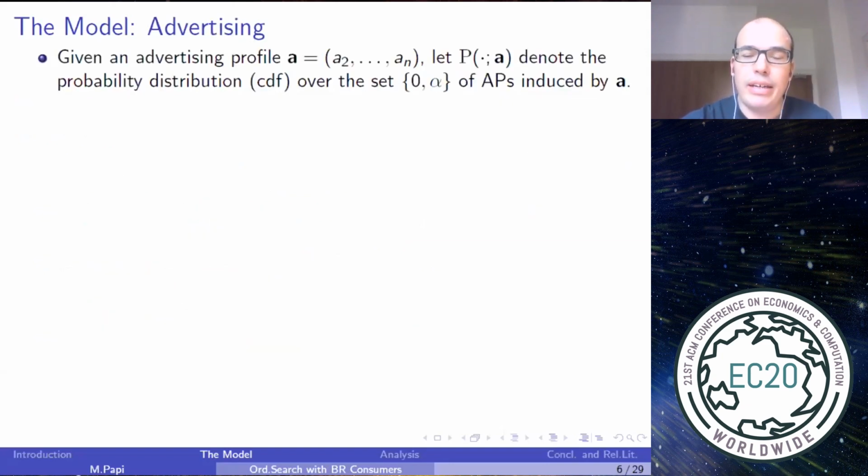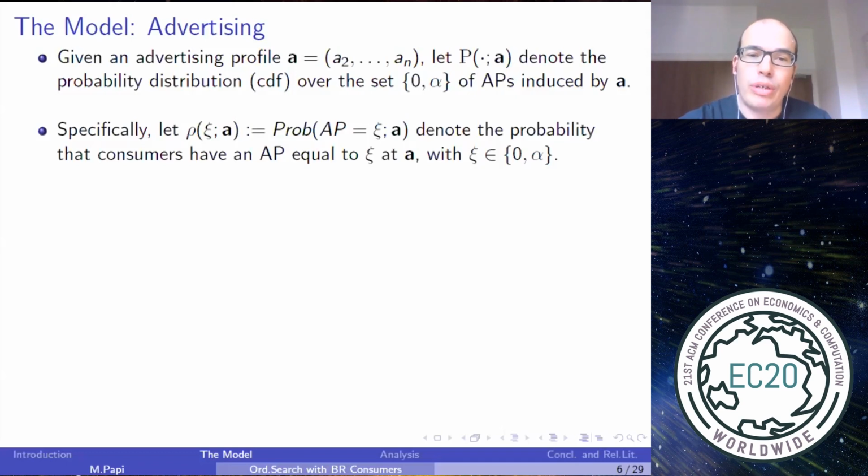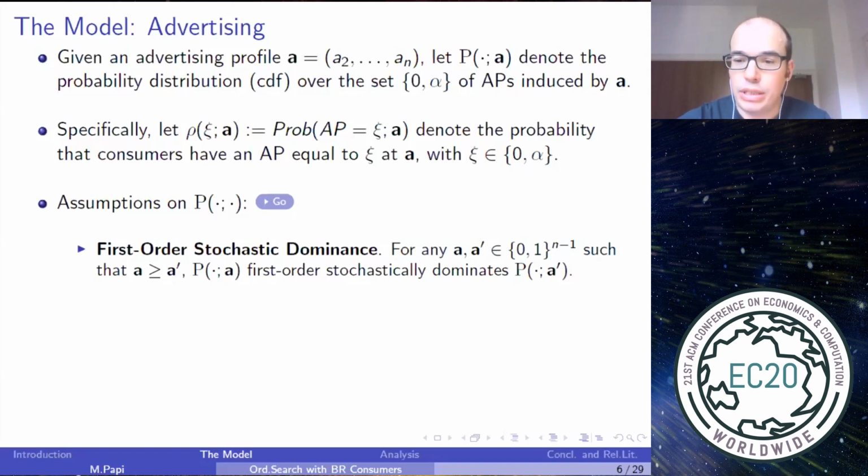Given advertising profile A, I'll denote by capital rho of A the probability distribution over the set of aspiration prices {0, alpha} induced by A. Specifically, I'll denote by small rho of psi, A the probability that consumers have an aspiration price equal to psi at the advertising profile A. I don't impose any structure on the probability distribution other than two assumptions. The first assumption is a first-order stochastic dominance assumption, defined as follows. For any pair of advertising profiles A and A prime such that A is larger than or equal to A prime, rho of A first-order stochastically dominates rho of A prime.